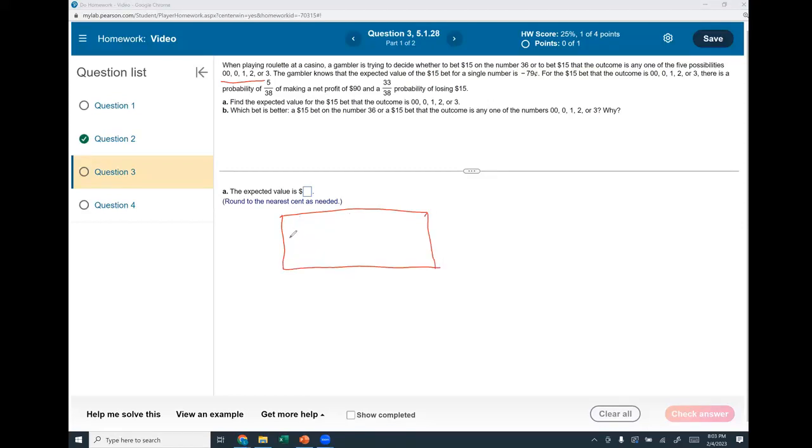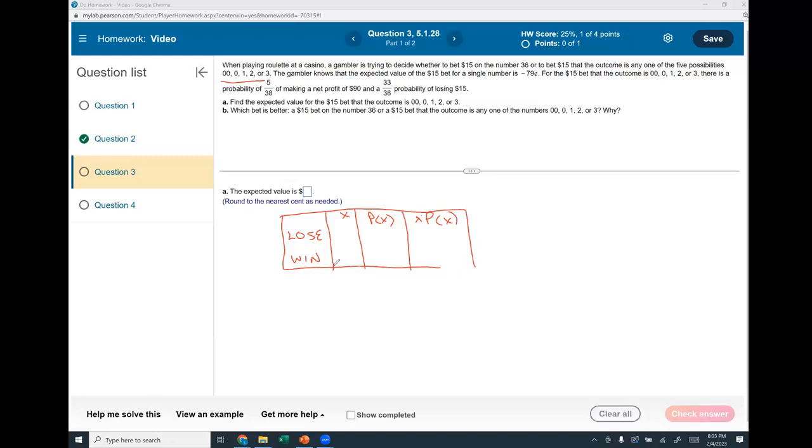And my expected value is going to be, so we have lose, win, we have our x, we have our p of x, and we're going to have our x times p of x.